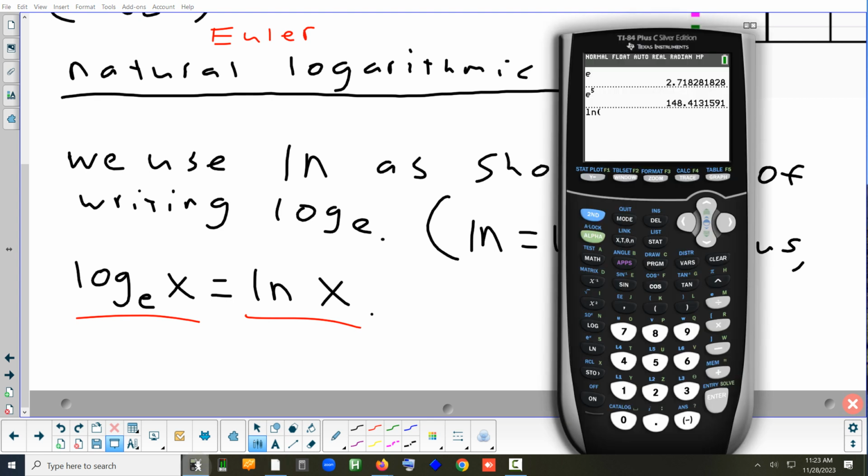The base e button, if I didn't point out where it was, it's right below the log button, kind of closer to the 4. So if you want the ln of 6, there you go. That's the ln of 6. And that 1.79 number, what is that? It represents an exponent. e to the 1.79 power will give you the number 6.